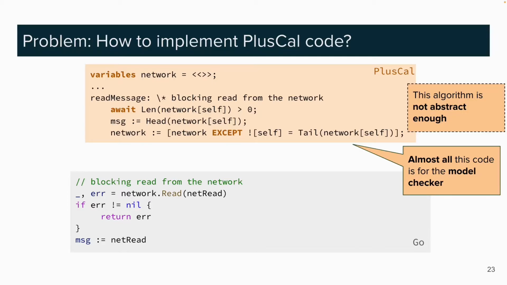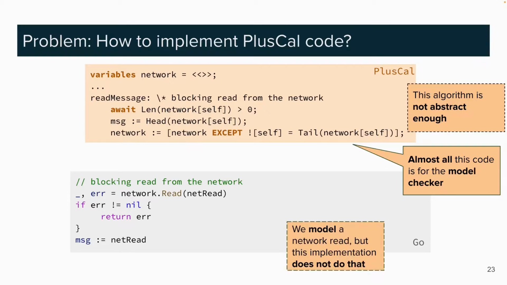But if we take a look at the Go implementation, we can see that it's completely different because in Go we actually have the networking semantics and we don't have to simulate it. So this Go implementation is pretty straightforward and just reads the first message from the network.